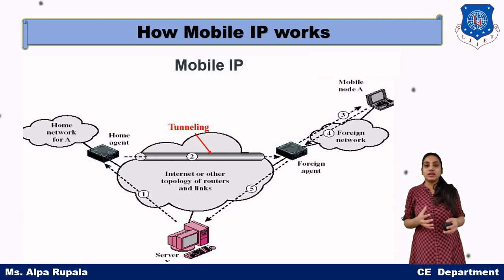So whatever data is already collected from server X, all the data will be clubbed into another packet and given another IP address, and now the home agent will be the sender and the foreign agent will be the receiver. According to it, the data will be sent. It is the responsibility of the foreign agent to receive the packet, discard the header, and then give the packet to mobile node A. This whole process is the tunneling process.